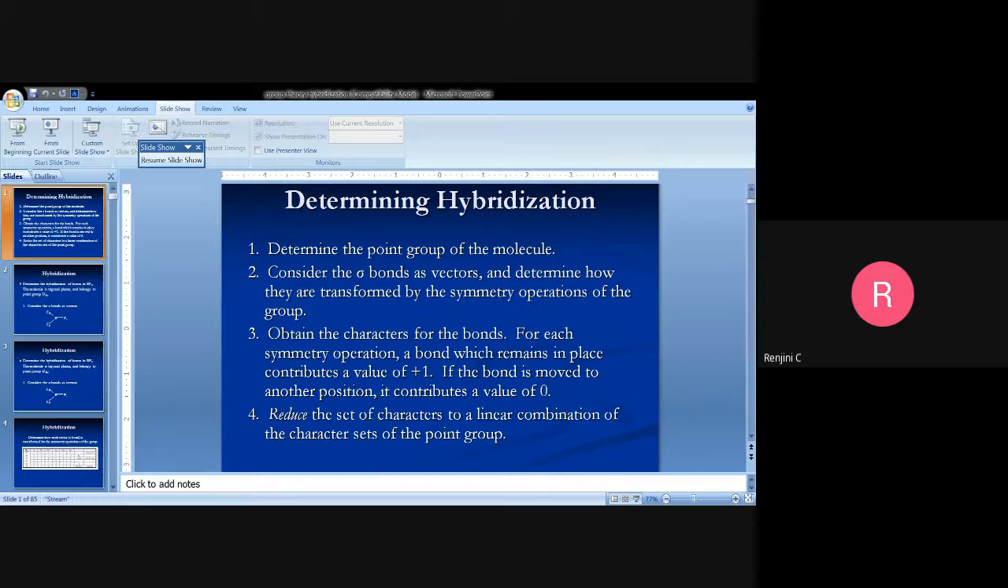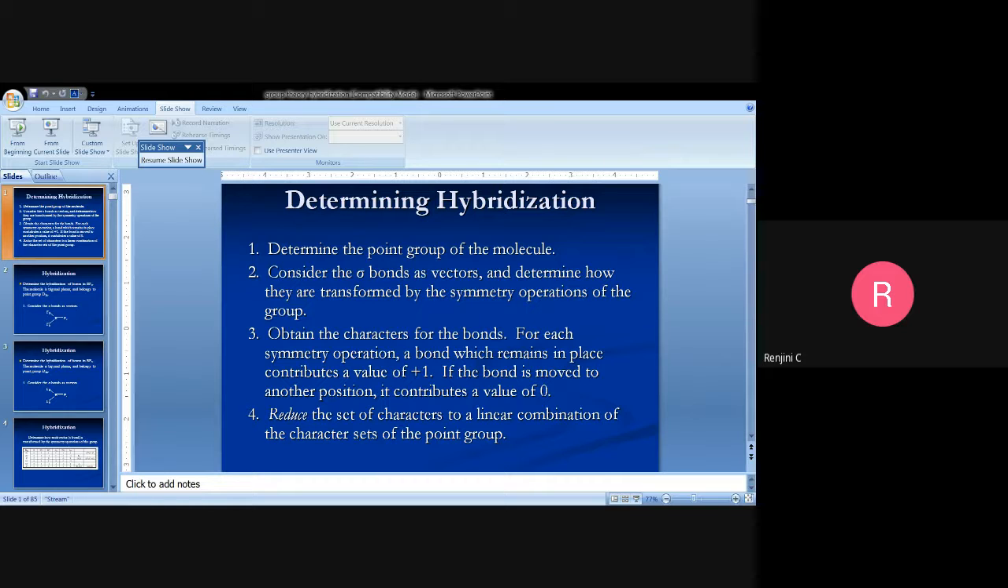And on reducing each and every operation, that is, if you want to find out the number of A1 dash, n A1 dash is equal to 1 by 12 into sigma g of c, character of i into r. If you are taking the E operation, 1 into 1 into 1 plus 2 into 1 into 0 plus 3 into 1 into 1 plus 1 into 1 into 3 plus 2 into 1 into 0 plus 3 into 1 into 1. And on reducing, we will get the answer will be equal to A1 dash.